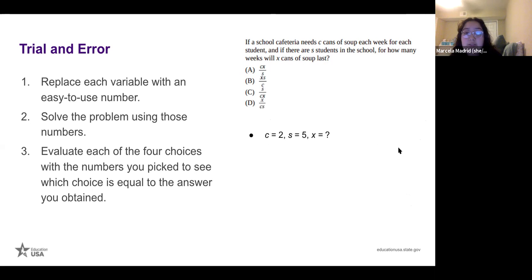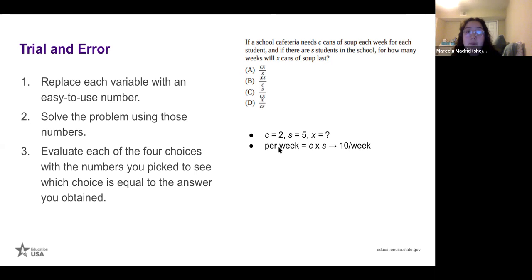So the first thing you want to do is put in really easy numbers. You don't want to overcomplicate yourself. So for example, C equals 2, S equals 5, and you are solving for X. So pretty simple. You have 2 cans of soup each week, and there are 5 students in the school. This is a very small school, but that is okay. It is just an example.